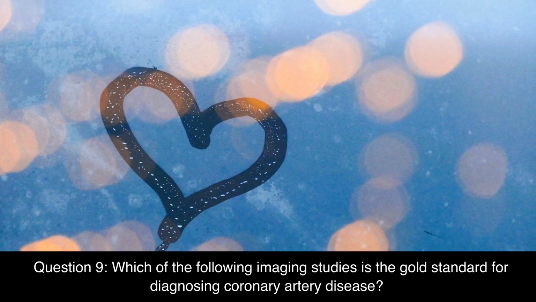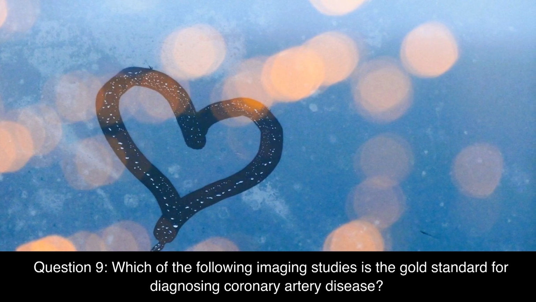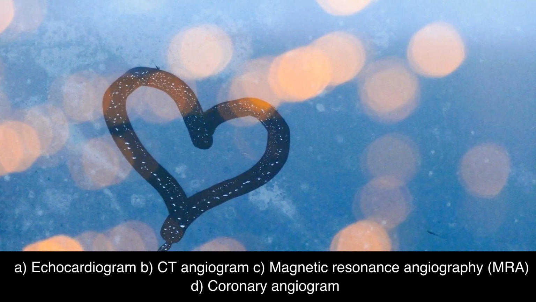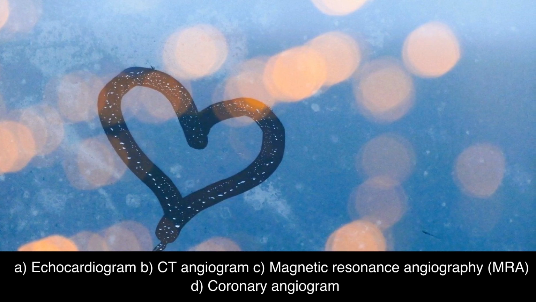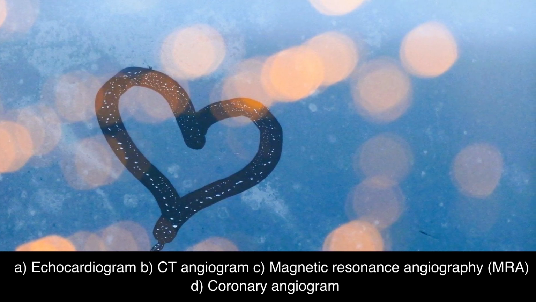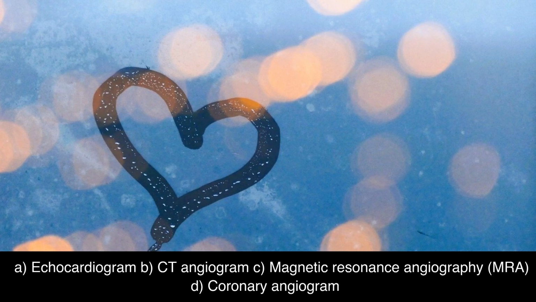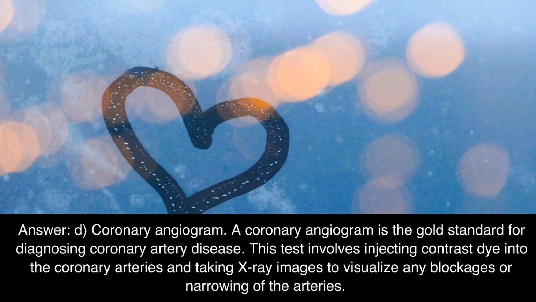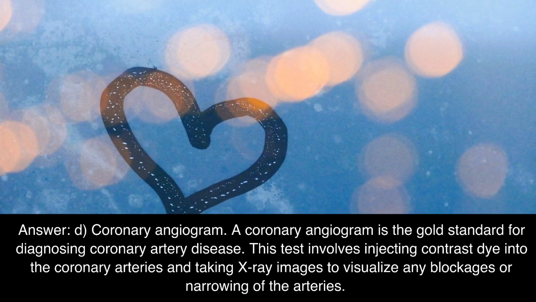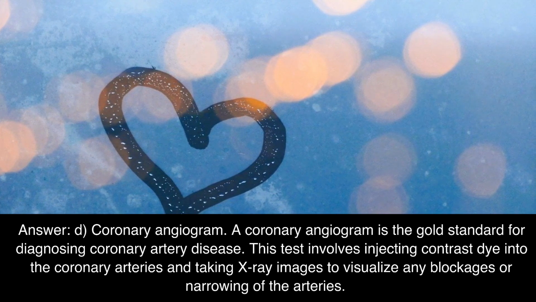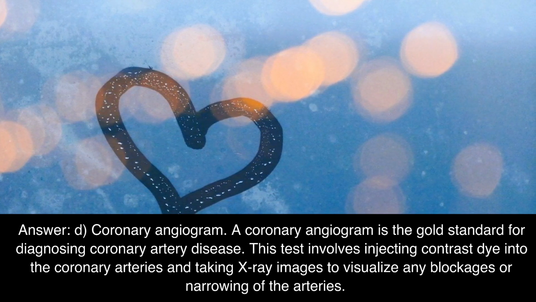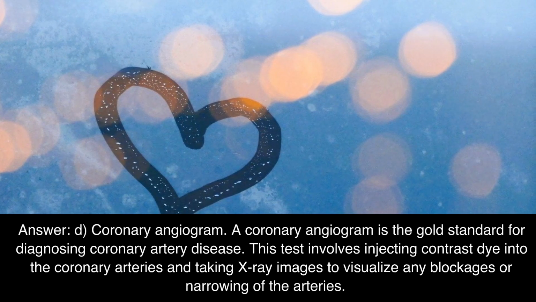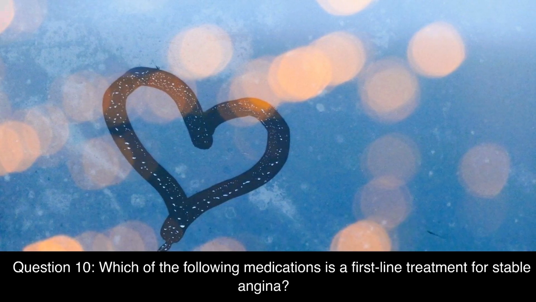Question 9. Which of the following imaging studies is the gold standard for diagnosing coronary artery disease? A. Echocardiogram. B. CT angiogram. C. Magnetic resonance angiography, MRA. D. Coronary angiogram. Answer. D. Coronary angiogram. A coronary angiogram is the gold standard for diagnosing coronary artery disease. This test involves injecting contrast dye into the coronary arteries and taking X-ray images to visualize any blockages or narrowing of the arteries.